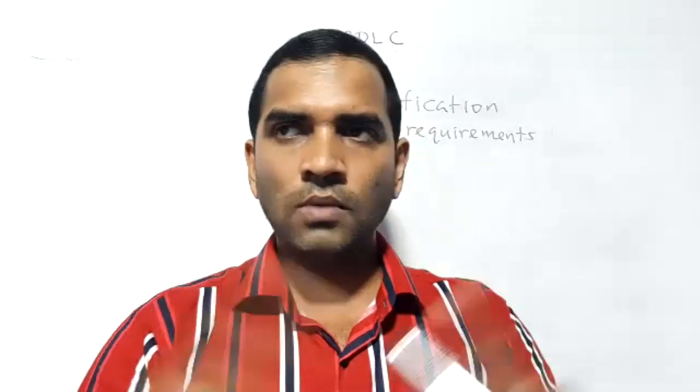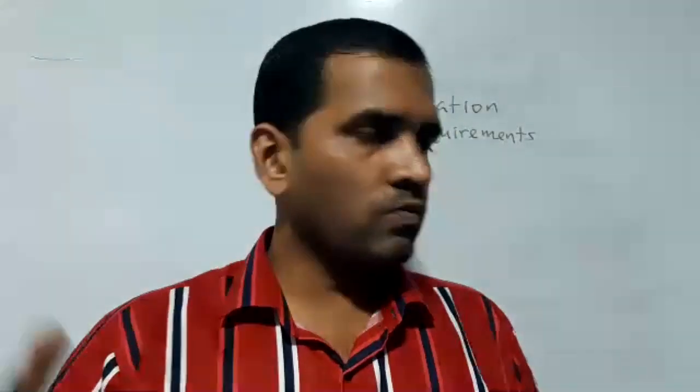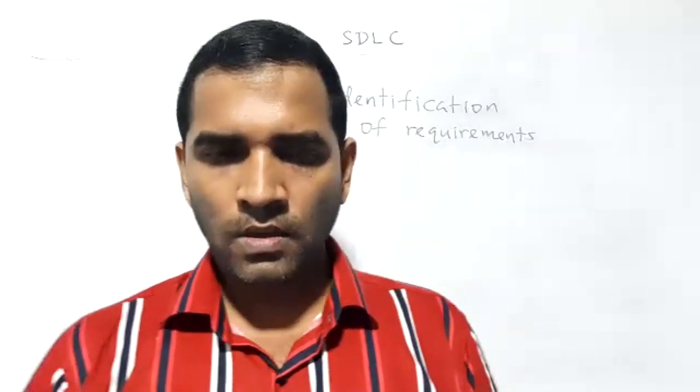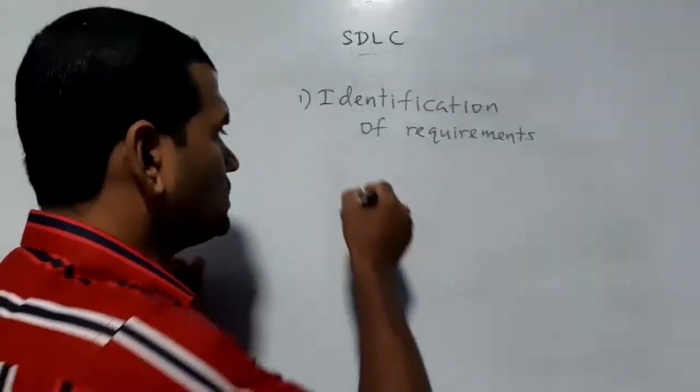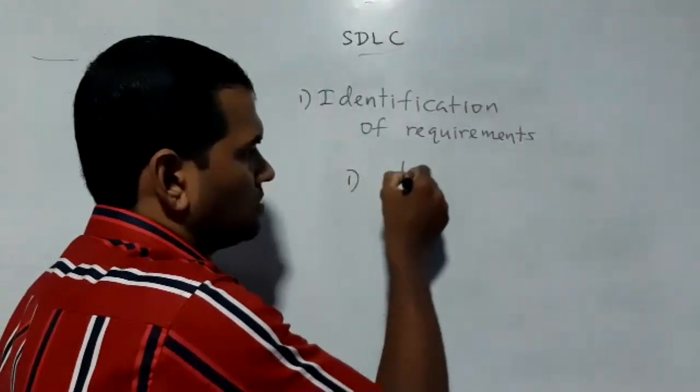How? Looking around and watching these things sometimes doesn't work well. Maybe it's okay, but sometimes you cannot capture all the requirements. So now you can do something. There are some methods, listen to me, this is important. There are some standard methods for identifying the requirements. The first method is observation.